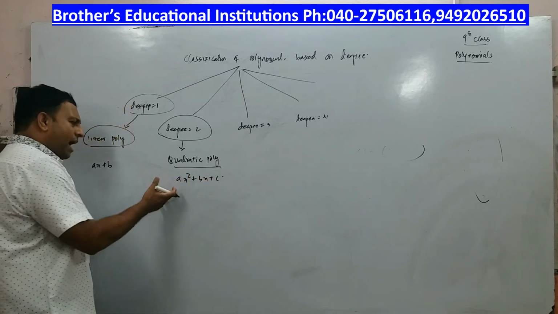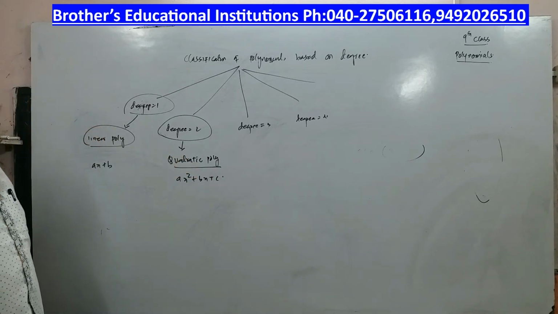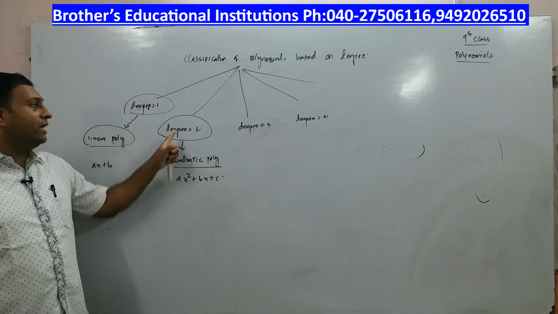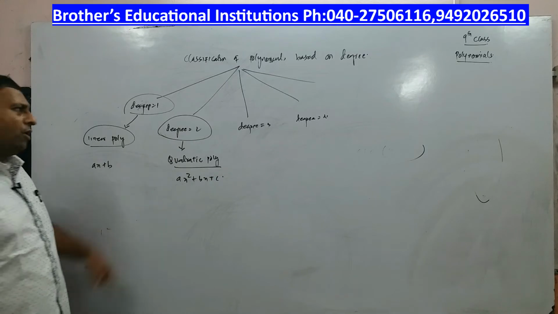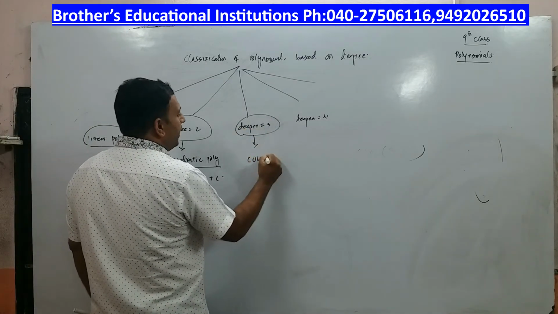I have taken ax square plus bx plus c, but you can take px square plus qx plus r. What is important is not a, b, c or p, q, r. What is important is the variable x, and the highest power of the variable has to be 2. Then you will say it's a quadratic polynomial. Then you will say degree is 3. Then it is called as cubic polynomial.